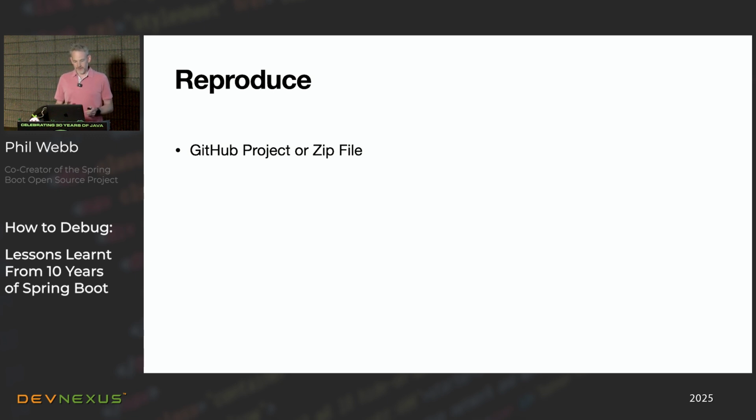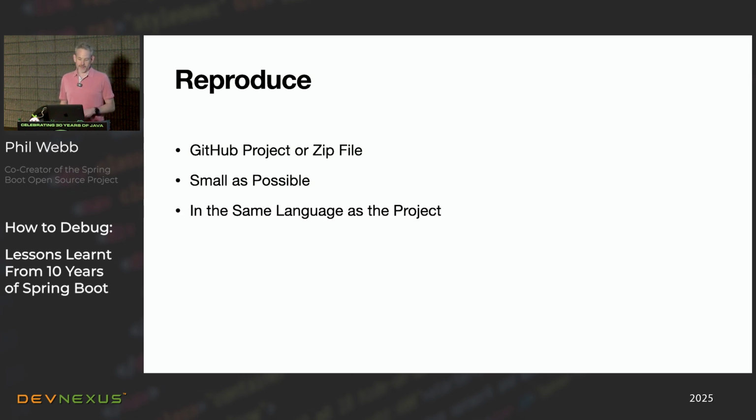So what we really, really want when we get a bug report is like a GitHub project or a zip file that reproduces the issue. We want that project to be as small as possible. We don't need your real thing. We want as few moving parts as possible. Ideally in the same language as the project's written in. So for us, we're primarily written in Java.